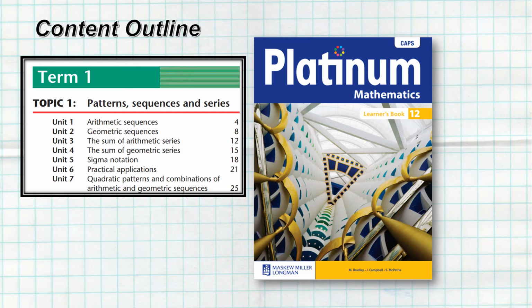In unit 1 we did arithmetic sequences, and that was session 1. Unit 2, geometric sequences, that was session 2. Unit 3, the sum of arithmetic series, and that was session 3. So today we're going to be focusing on unit 4, where we'll be doing the sum of geometric series. And this is term 1 work. It's on page 15 of your Platinum Mathematics Learner's book.